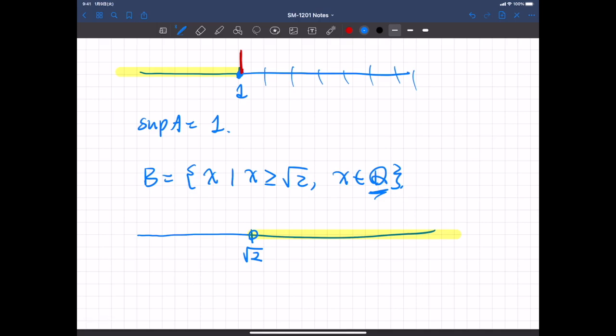Nevertheless, the infimum, so there are infinitely many lower bounds of this set B, but the greatest of which must be square root of 2. Okay? So square root of 2 is less than or equal to any of the elements of B, but it is the greatest value among all the lower bounds of B. So infimum of B in this case is square root of 2. Okay, so the greatest lower bound is infimum, and the least upper bound is the supremum.